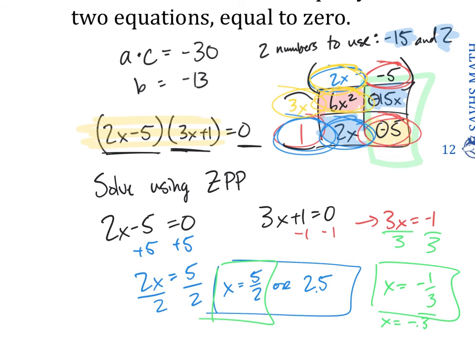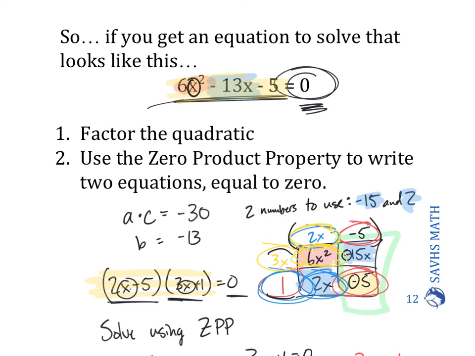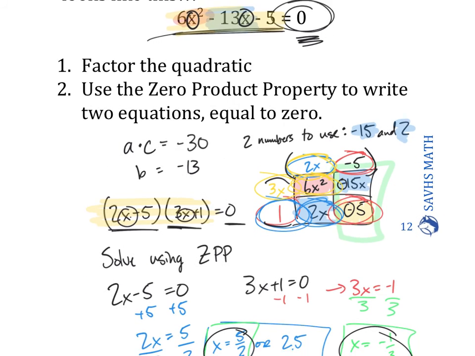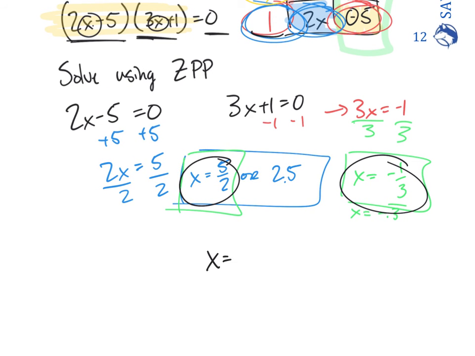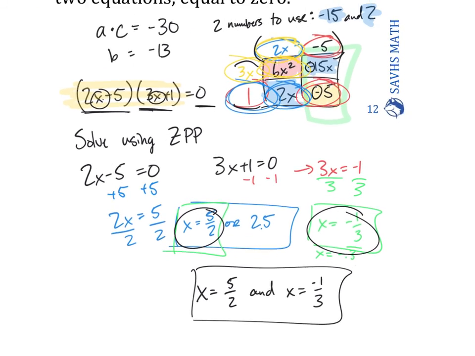That means that if you put either one of these answers in for x here and here, either place, either way, you will get 0 out. These two solutions are my answers. So x is 5/2 and x is negative 1/3. This is what I'd be looking for you to circle.